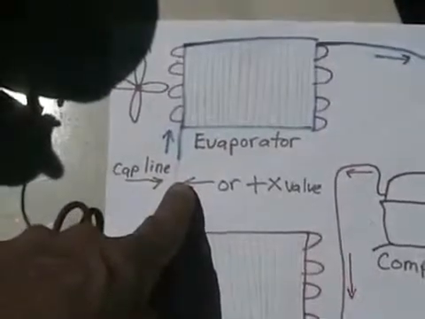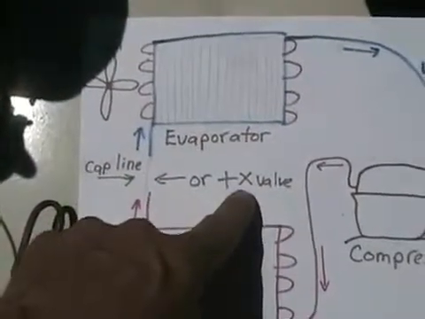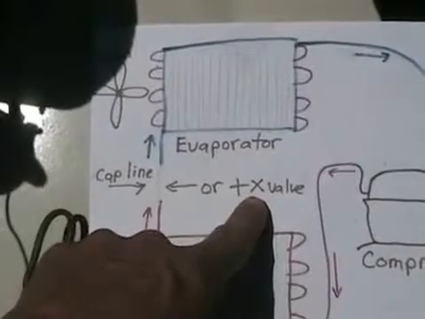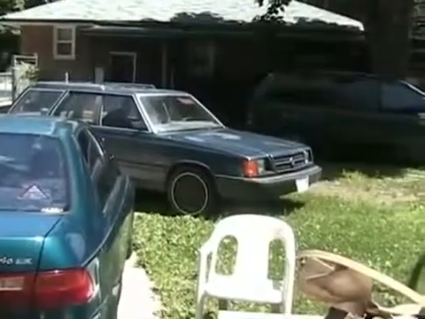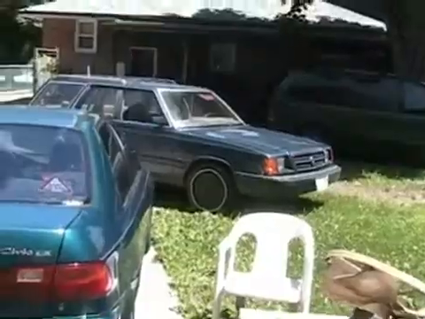This cap line isn't always used. Sometimes they use something called a TX valve or a thermal expansion valve to create back pressure and reduce the flow of Freon. A refrigerator works exactly the same way, just at different pressures and with a different gas. A freezer works the same way too, and so does the air conditioning in your car, exactly.